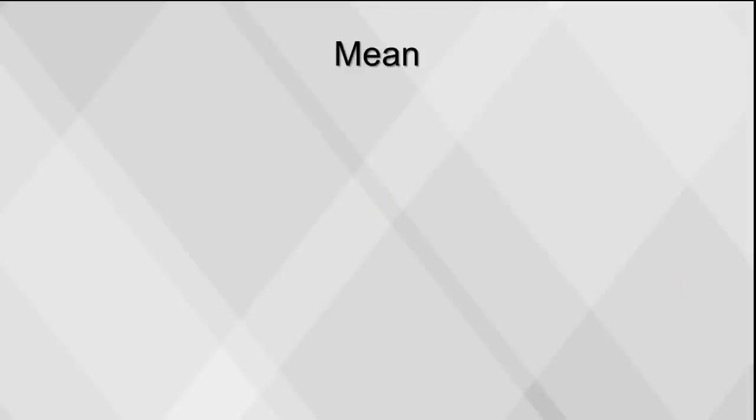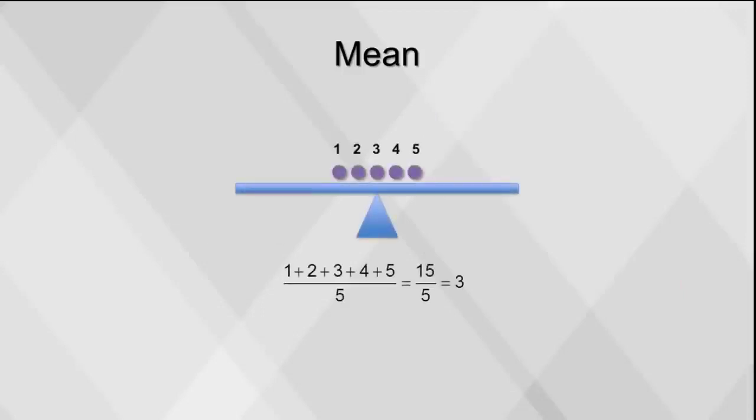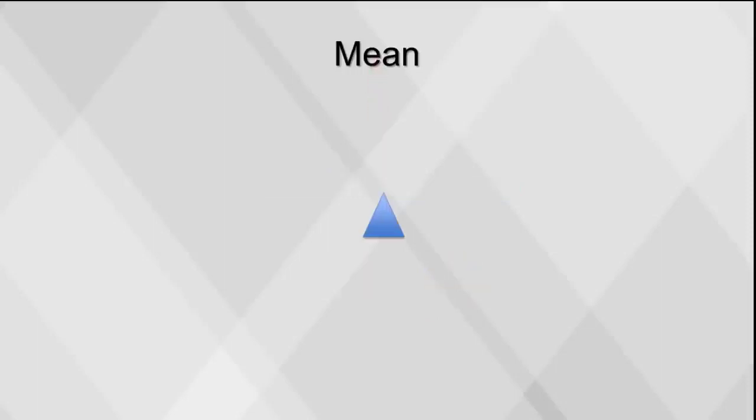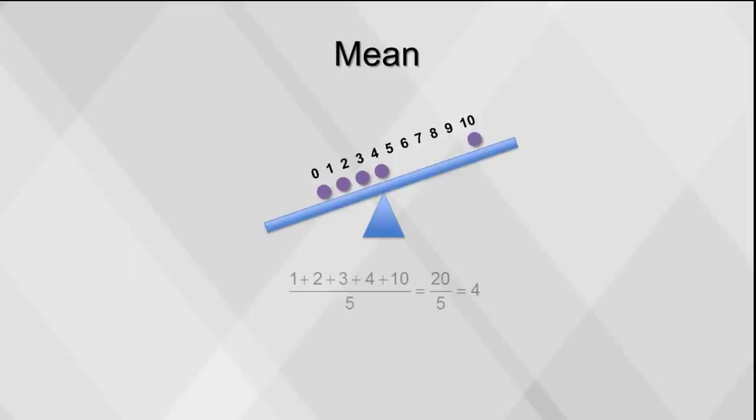The mean is affected by extreme values, which is why we often look at means in conjunction with medians to understand how the data are distributed. In this example, the mean of the values 1, 2, 3, 4, and 5 is calculated by adding the values together to make 15, then dividing the values by 5. The mean of this group is 3. However, if the values are 0, 1, 2, 3, 4, and 10, the mean shifts to 4.